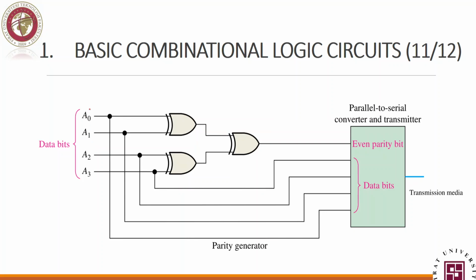Now it depends. If here 0, 1, the output will be 1. If 0, 1 here also, the output will be 1. Otherwise, 1, 1, or 0, 0, the output will be 0. We explained this. All right. The final output here will depend on the number of ones here. If it is odd, it will be 1. If it is even, it will be 0.